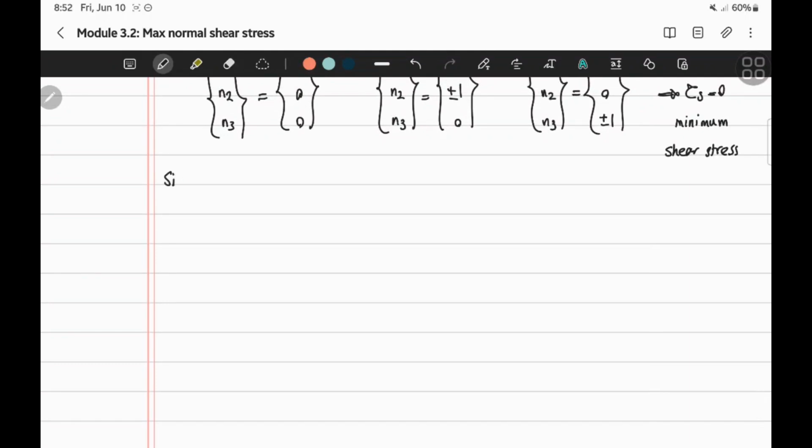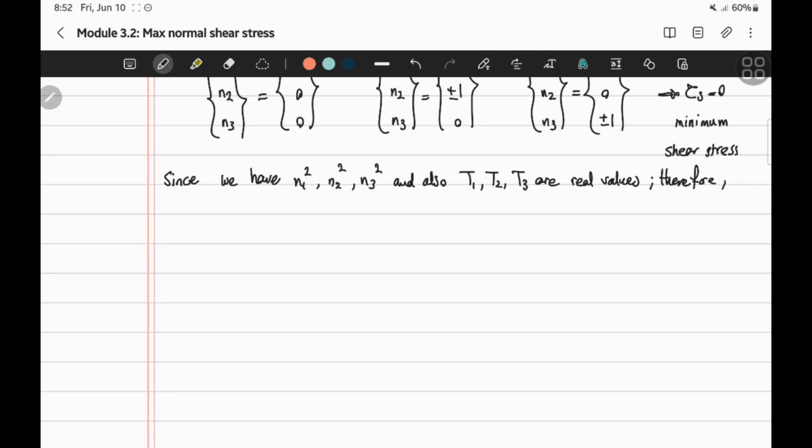So let's write this in here. Since we have n1 squared, n2 squared, n3 squared, and also t1, t2, and t3 are real values, therefore we get a positive answer and also a negative answer, that both hold true.